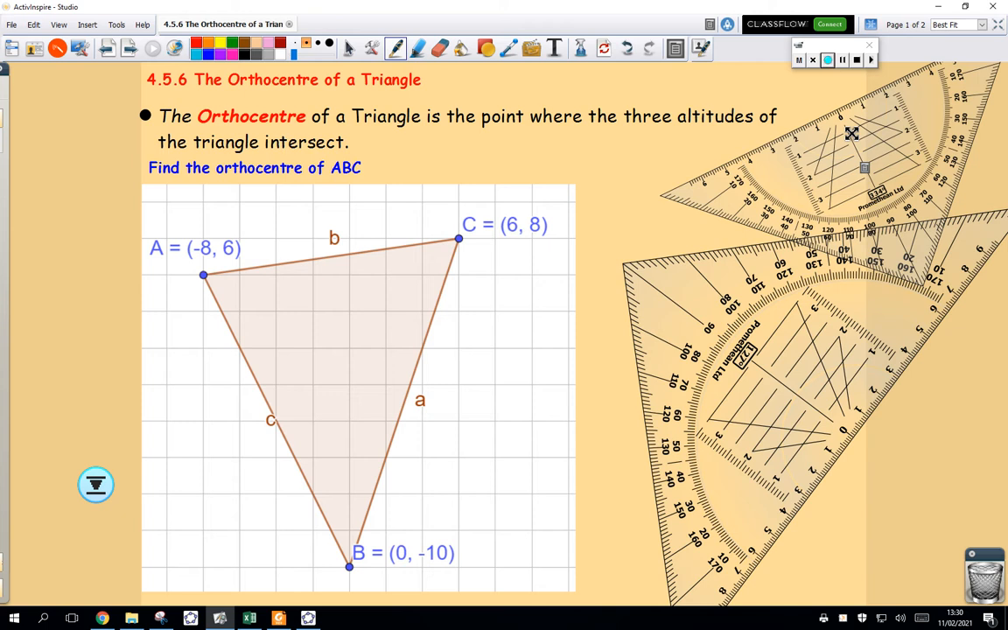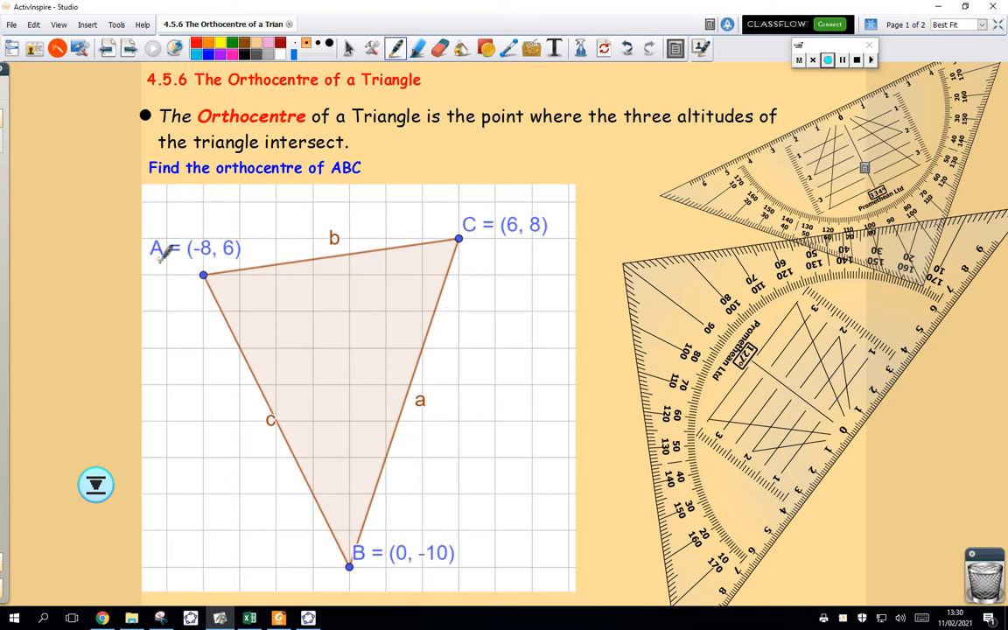So I want to find the orthocenter of this triangle with vertices at -8, 6, 0, -10, and 6, 8. That's my goal. So what is an orthocenter? Well, it's the point of intersection of the three altitudes. So what's an altitude? An altitude goes from a vertex to the side opposite, but perpendicular to the side opposite.